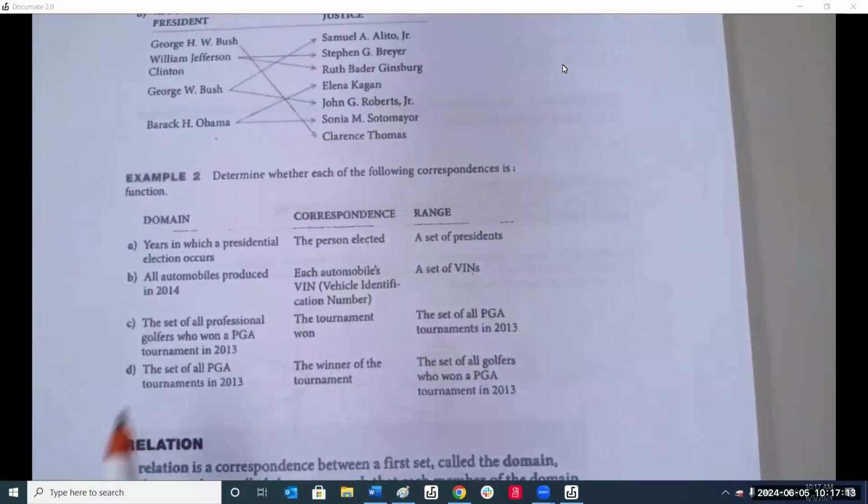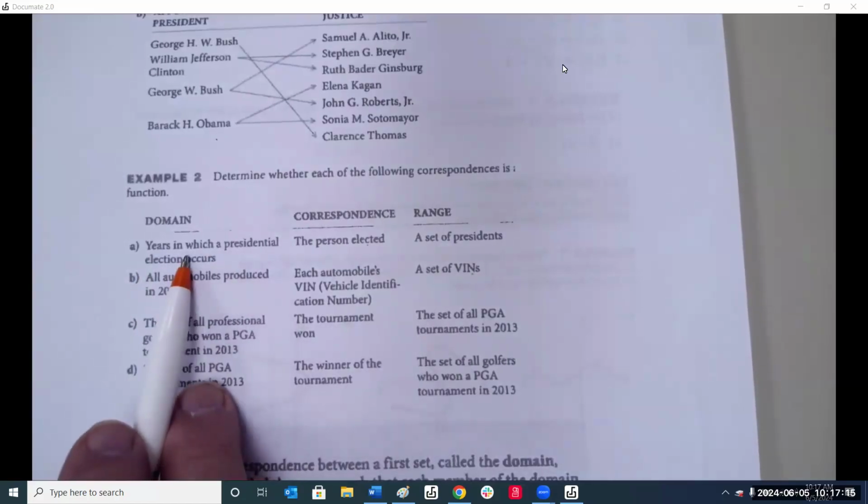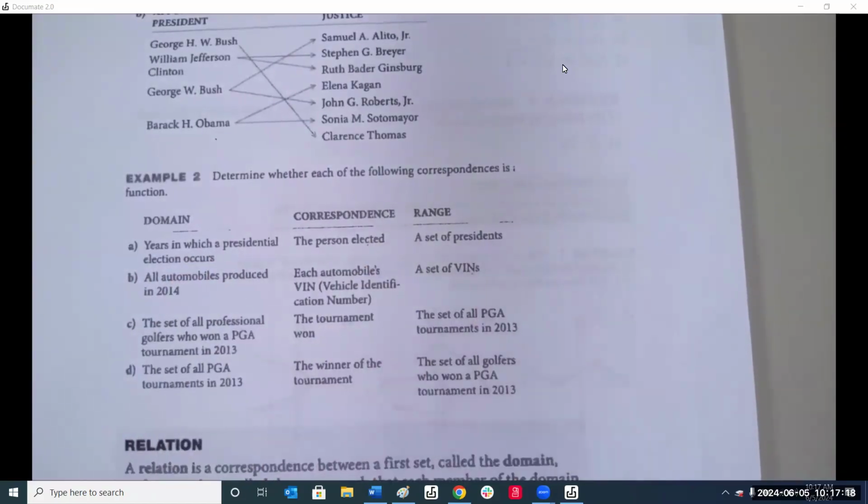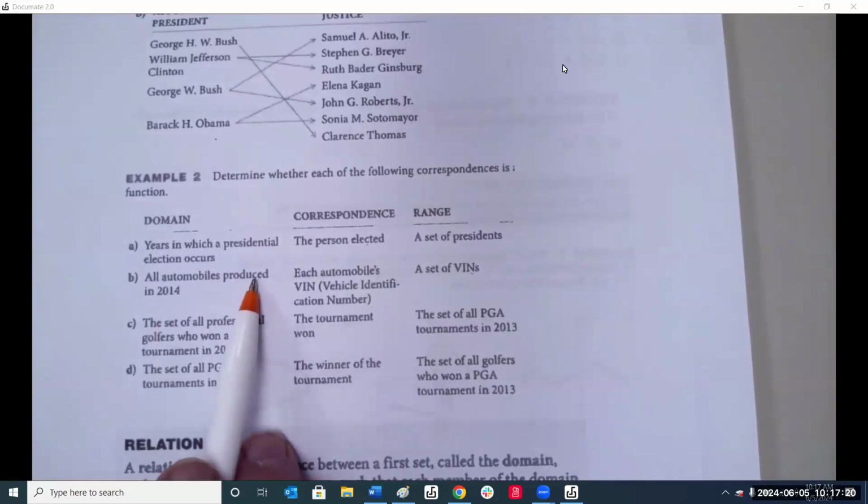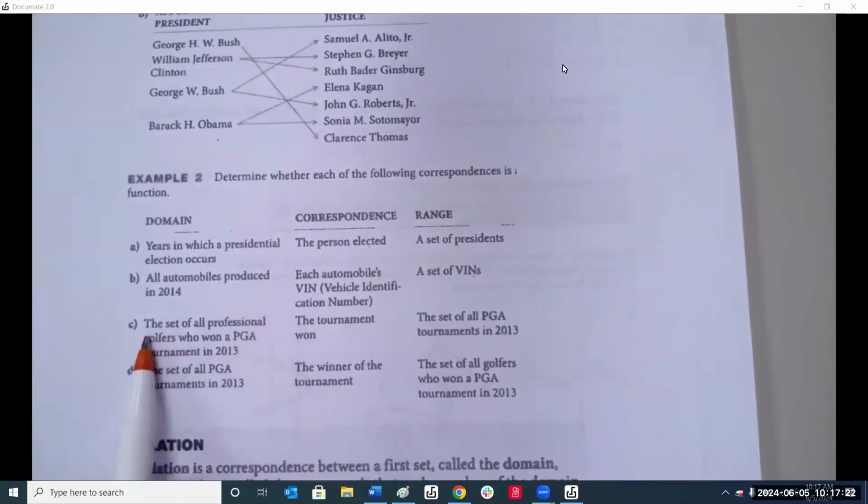Is this a correspondence? Well, the years in which presidents are elected only occur once, and we only have one president. The VINs, each car has one and only one VIN. The set of all professional tournaments, one golfer can win more than one tournament. The set of all PGA tournaments, you only have one winner per tournament.